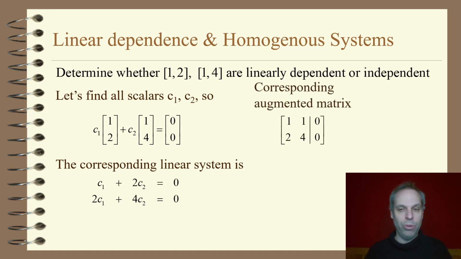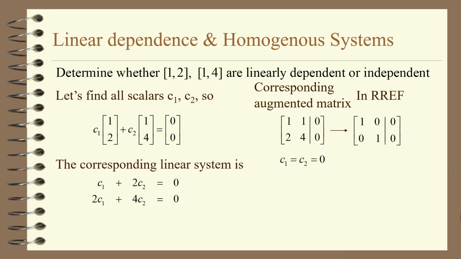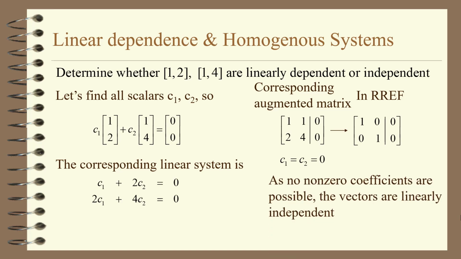They are all connected to each other. Here, this particular augmented matrix has this particular RREF. By looking at this and then going back to the system, you can see the only solution is C1 equals C2 equals 0. Since the only possible scalars where this linear combination equals 0 are where all the scalars are 0, the vectors are linearly independent. It's really easy. It's very similar to what we did before with spanning sets, just slightly changed.